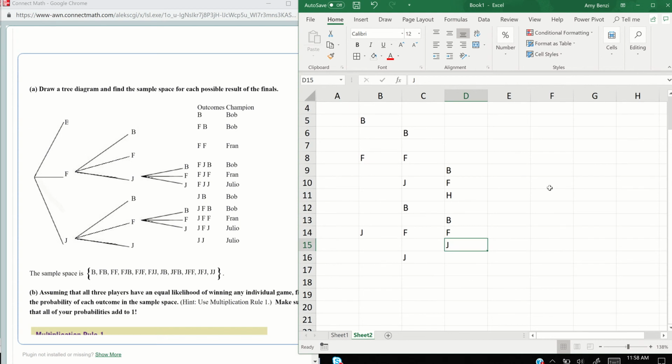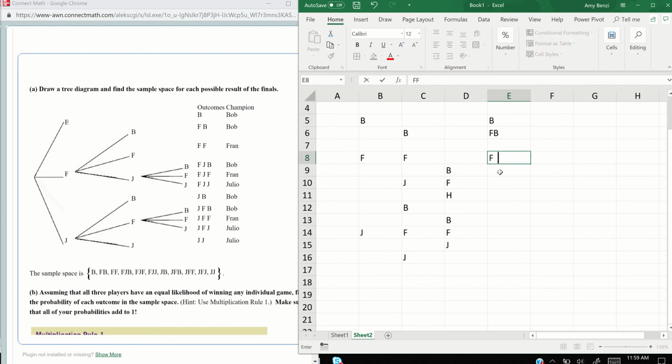We are going to check the probability of these outcomes. First of all, I'm going to go ahead and record some stuff here. The winner, in this case, was Bob. What happened in this row? Well, look at my tree diagram. I had Fran and then Bob. You see that line? Here it is right here. Fran and then Bob.